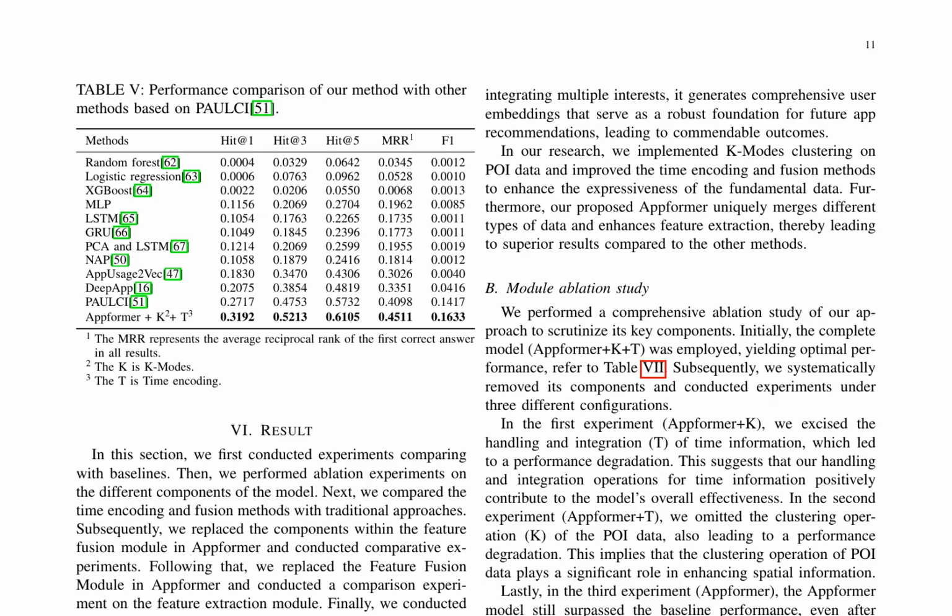The research paper presents a comprehensive analysis of mobile app usage prediction, focusing on the development of a novel model named Appformer. This model integrates various types of data, including user information, spatiotemporal information, and historical app sequences, to enhance prediction accuracy. The authors compare their method with other state-of-the-art methods, such as PAULCI and DUGN, and demonstrate that Appformer achieves superior performance across various metrics.